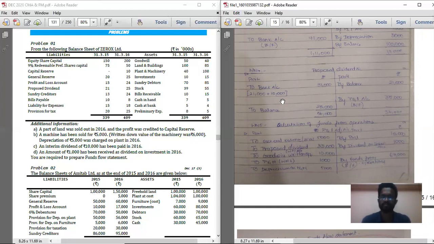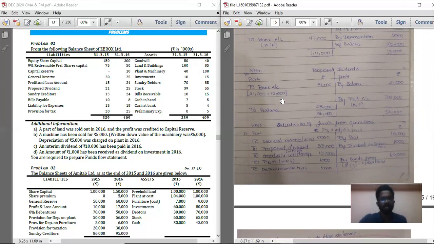Below that, divide the page into 2 parts: left hand side debit and right hand side credit. So this is the profit and loss. On the debit side record particulars and amount, on the credit side also record particulars and amount.